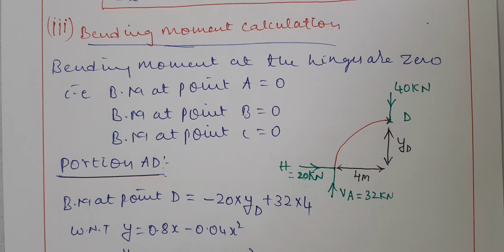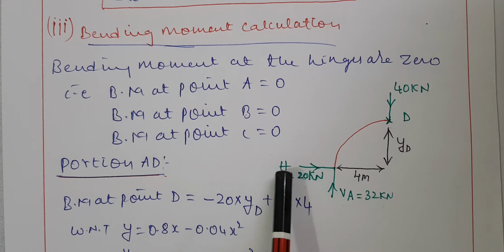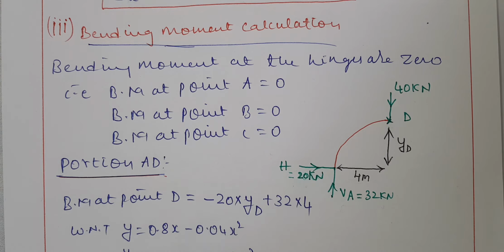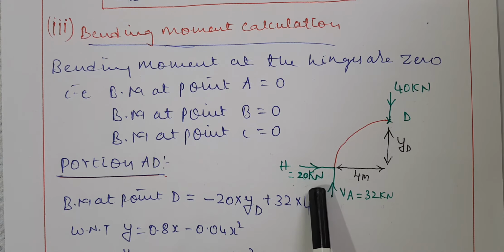Okay, and we know the moments at the hinges are 0, and we have to find the bending moment with respect to point D. The 40 kilonewton is acting at point D, so it will become 0. I told you earlier, horizontal force is always considered negative. A vertical force moving upwards produces positive bending moment. A vertical force moving downwards produces negative bending moment. Here we have only one vertical force, moving upwards, so it will produce a positive bending moment, and the horizontal force of 20 kilonewton produces negative bending moment.